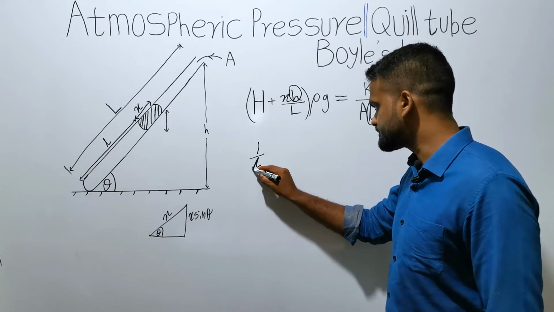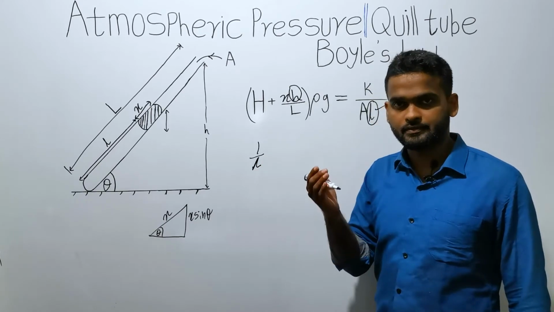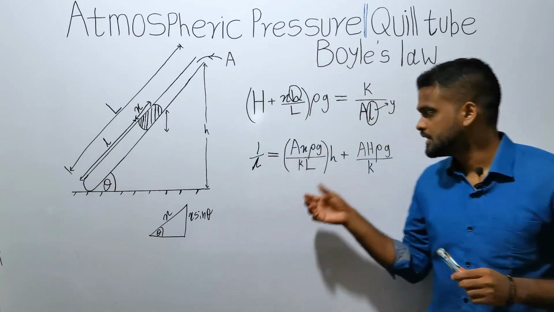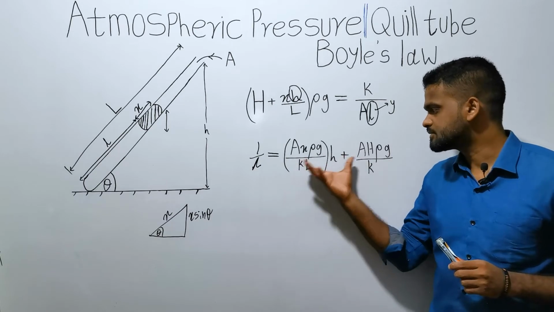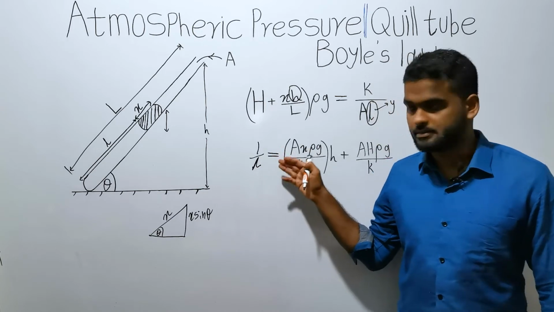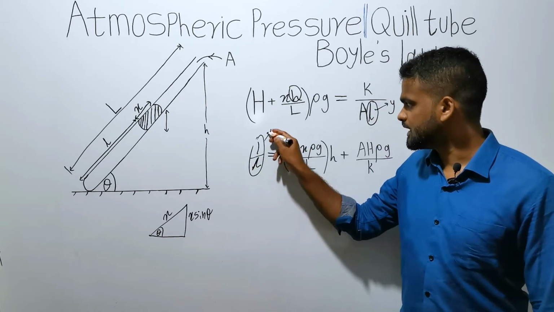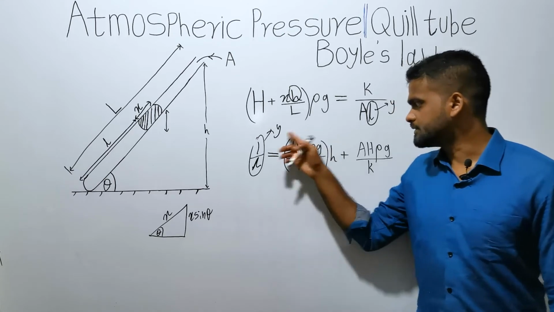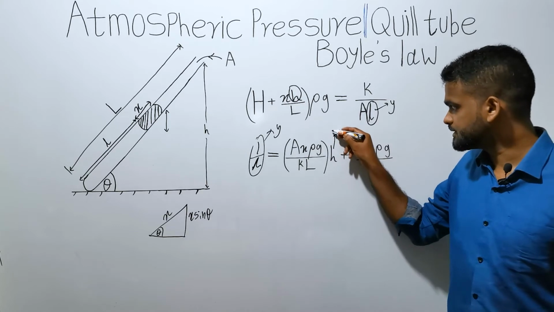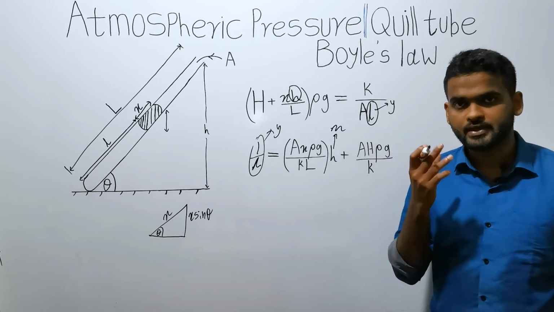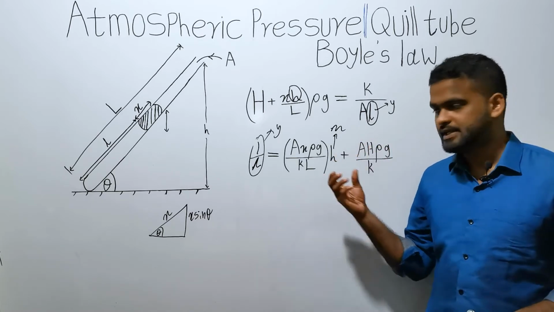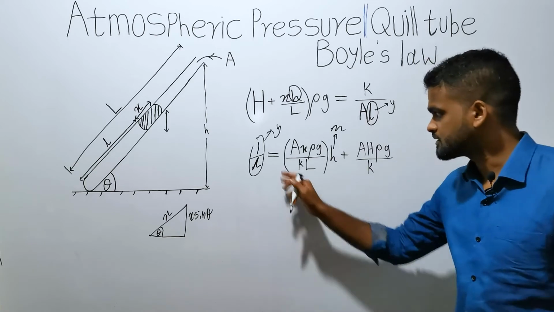We do that because we need to get a linear graph. So if you rearrange the equation, 1 over L is equal to these terms. So 1 over L is the dependent variable, that is y, and simple h is the independent variable, that is x. So if you can see, this equation is in the form of y equals mx plus c. So this is y.